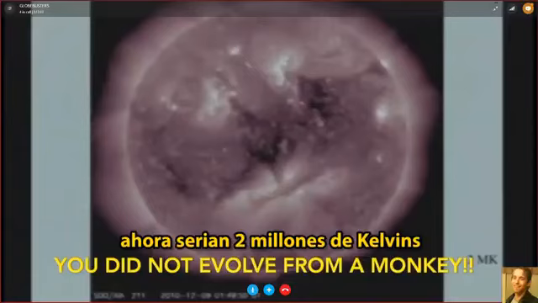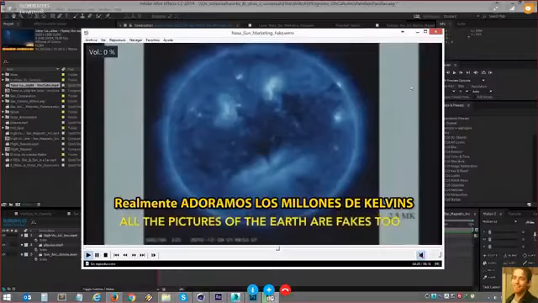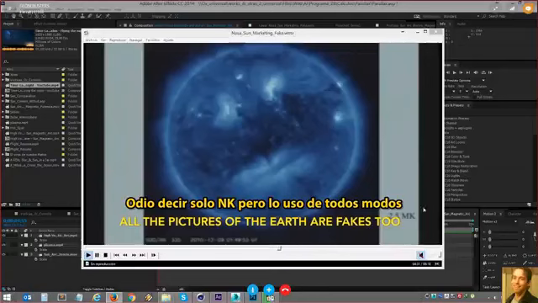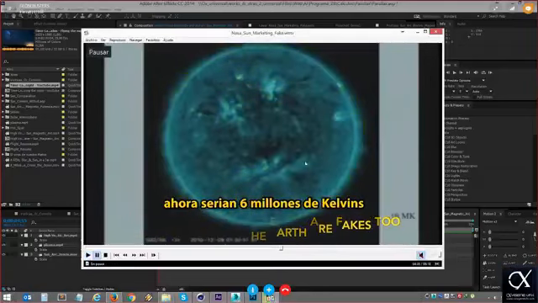That's right. Let's not forget about the infamous Halloween image, where it looked like a jack-o'-lantern. They just mock us. That's no doubt about it. And then he started to speak about the filter that they put in, and now it's 6 million kelvins.